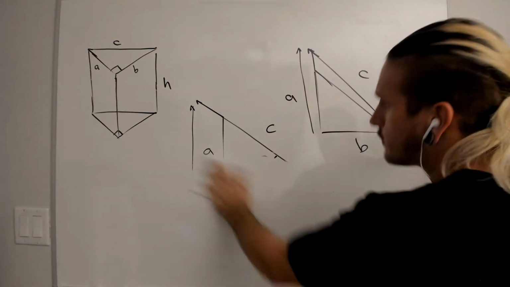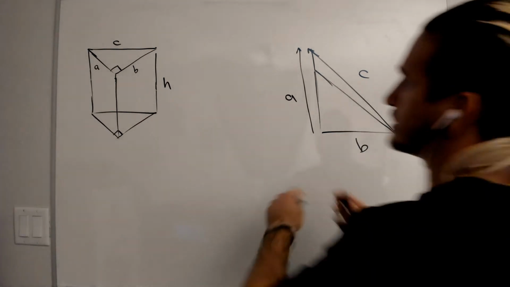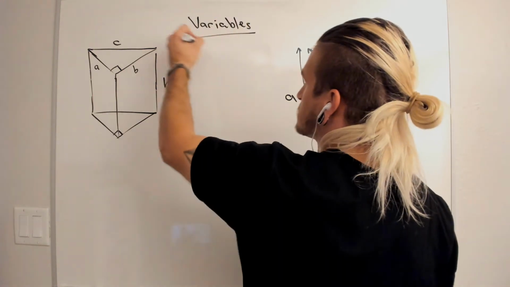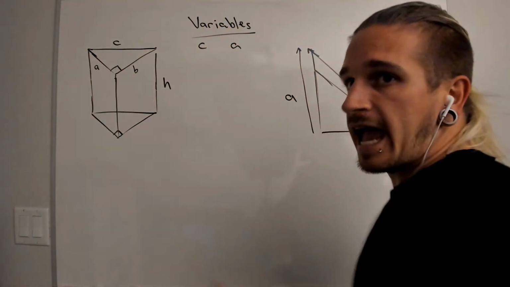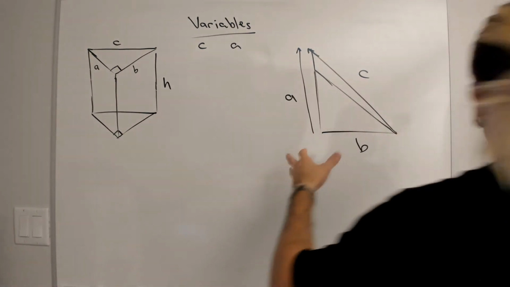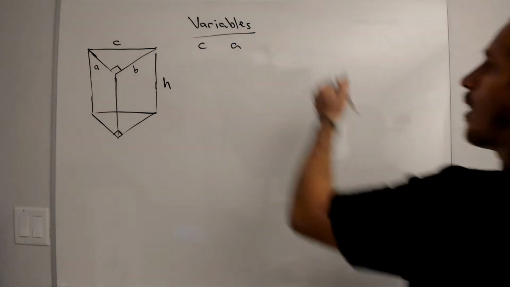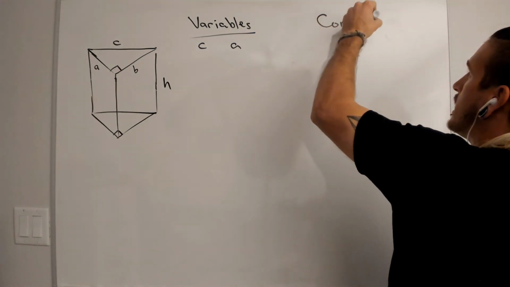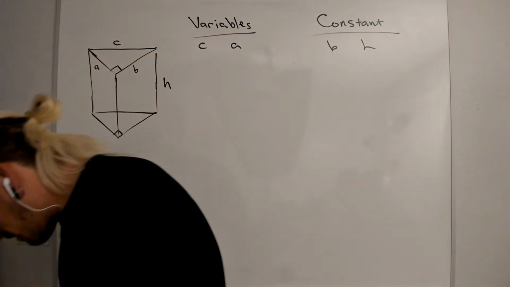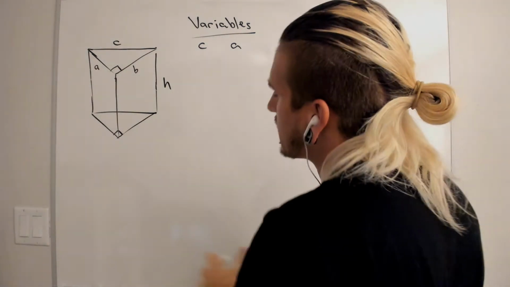So here we've defined what is what exactly here. The variables here, the things that will be changing, are C, and that's going to make A change as well. If C changes, A has to change, or B has to change, at least one of them. And then we're going to hold B and H as constants. Good. So let's relate everything, right? This all revolves around related rates.